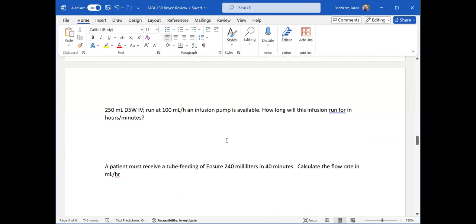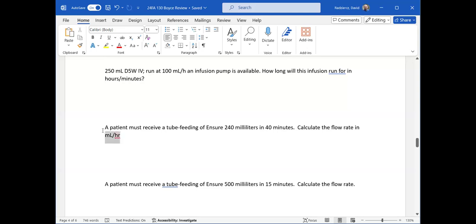All right. So we're going to start with this question here. Patients must receive a tube feeding of Ensure, 240 milliliters in 40 minutes, and we want to calculate that flow rate in milliliters per hour. Some of that is just because when you are doing your infusions, whether tube feeding or via IV into the patient's bloodstream, you want to make sure it's programmed correctly into the pump system so you're not overwhelming them, and also that you're not underwhelming them with the flow that needs to be coming in.